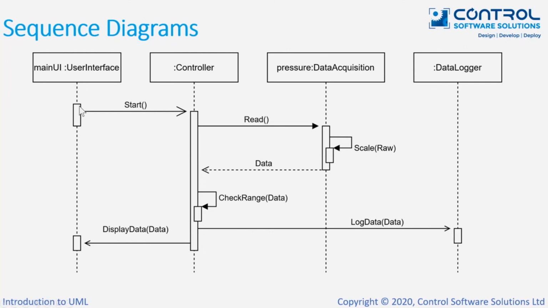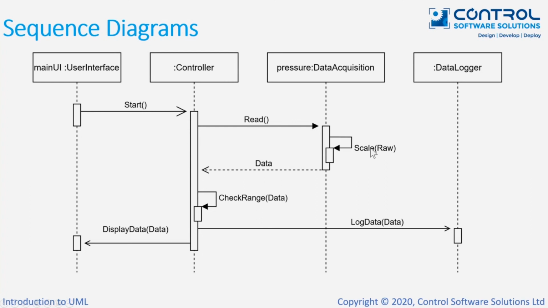This dotted line is the lifetime of the object, and you can destroy it, so you can show that it disappears. This also works with libraries as well, not destruction, but these lifetimes. These could be LabVIEW libraries. And this is called the activation, so this is while that particular task is active. So here from the main user interface, I might send a message to the controller, start. Now there is some relevance to the arrowhead, so I'll come on to that very quickly in a second. The controller then sends a message to the pressure data acquisition module, says read.